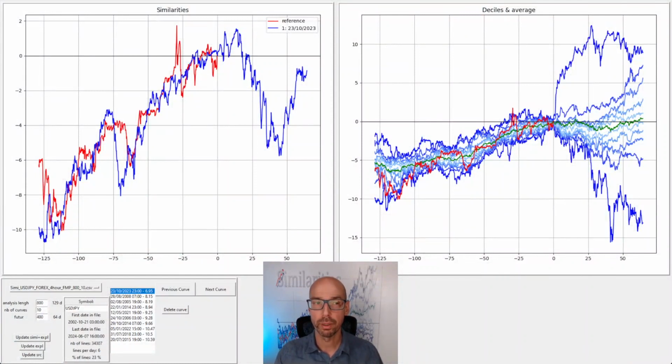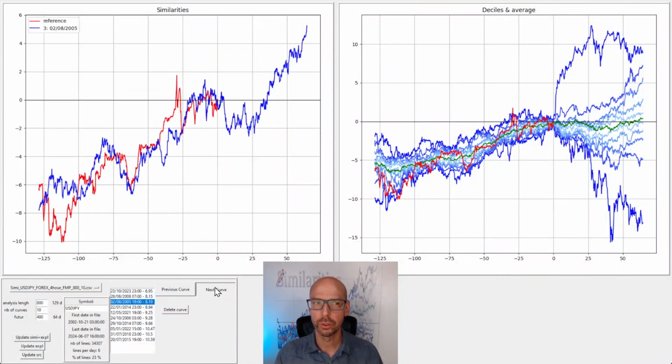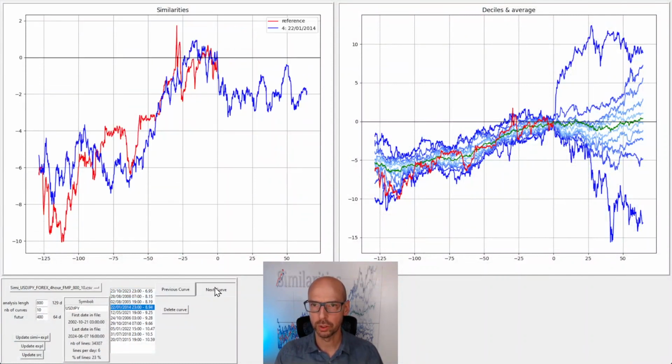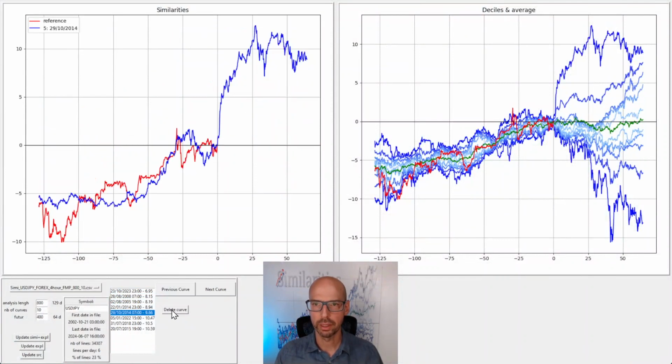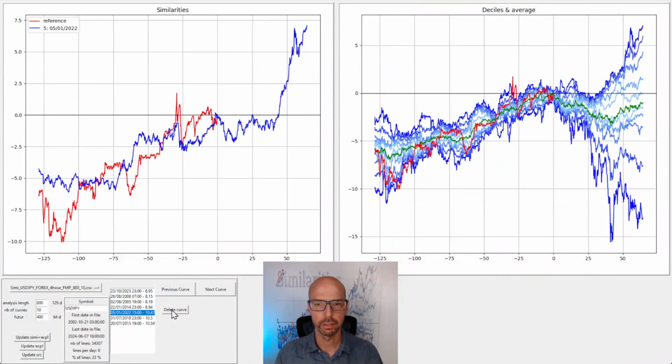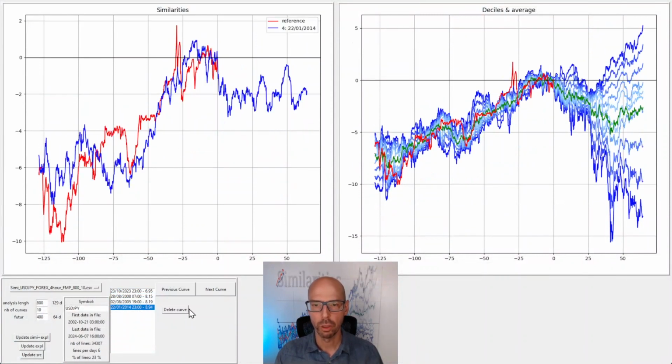This one is pretty much okay. This one too, this one too, and this one too. All right, this one is not going to be okay. This one either, this one either. Actually, all the last ones, I'm going to delete them. We only have 4 curves. All right.